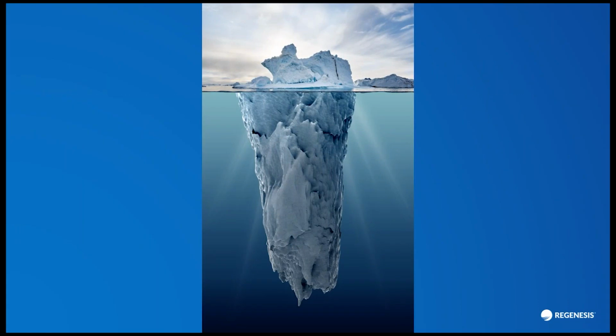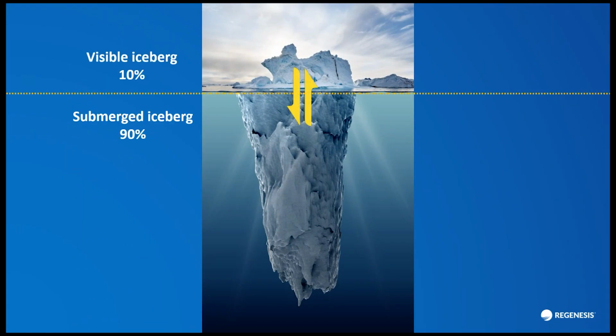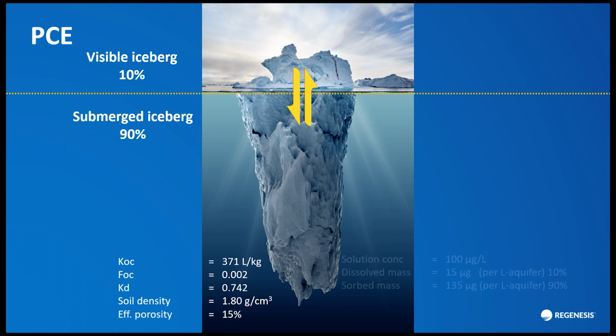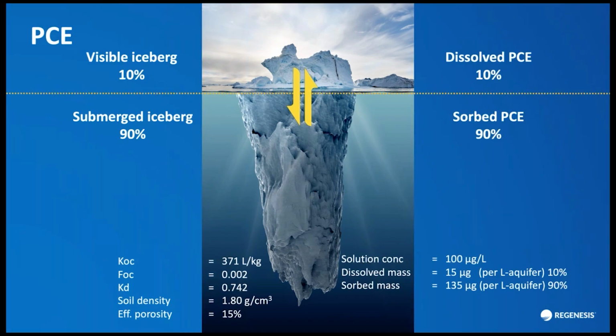Iceberg above water was in equilibrium with the ice below water. 10% was visible, 90% was submerged and invisible to us. And it's invisible even though it's the greater part. So bringing this back a bit closer to our remediation scenario, it's not actually that different from what we might get from groundwater samples. If we're looking at PCE, for example, and some not unusual groundwater parameters, we would indeed have about 10% of the PCE in solution and about 90% of the PCE sorbed to the soil.